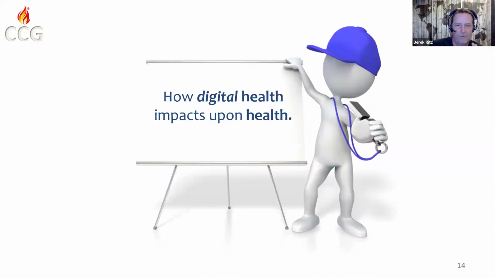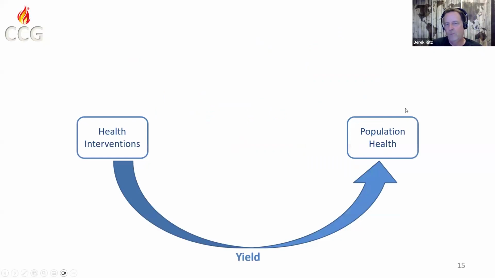Here, let's go through just briefly a little sidebar on how digital health impacts on health. So this is pretty not controversial. Health interventions yield population health. When we do things like give HbA1c tests to diabetics, or we give a course of vaccines to babies, those health interventions have a big impact on population health.